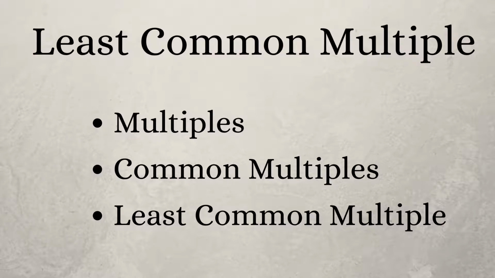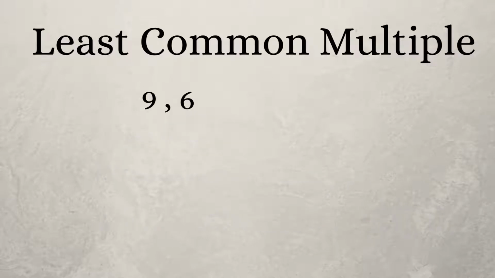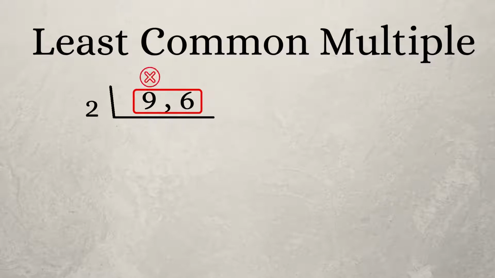Let us now get started by finding out the LCM of two simple numbers, 9 and 6. First, we pick the smallest prime number, which is 2, and then check if any one of the numbers in question are multiples of 2. Though 9 is not a multiple of 2, 6 is a multiple. So we start dividing by 2 as shown here.